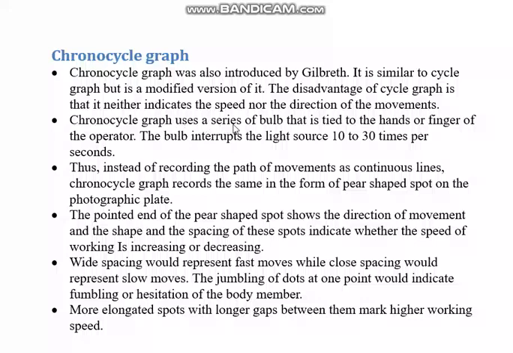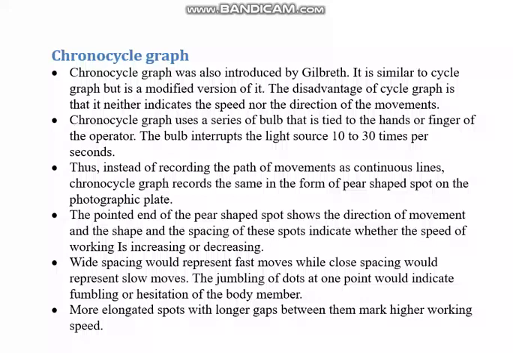Here, instead of one bulb, a series of bulbs are used. They are tied to the hands or the fingers of the operator. The bulb interrupts the light source 10 to 30 times per second. It keeps flickering, whereas in the cycle graph the light is continuously glowing. Here it is coming on and off, on and off.